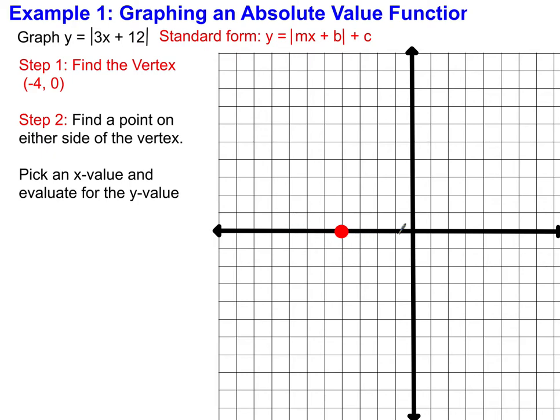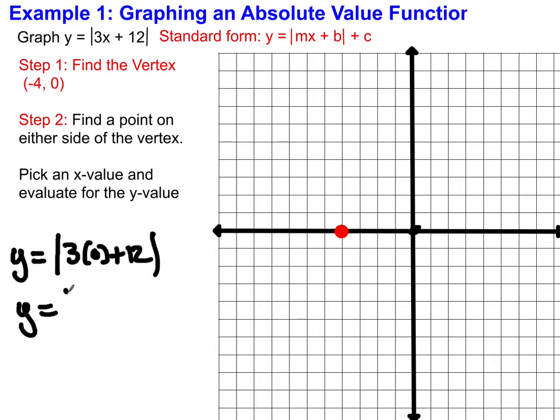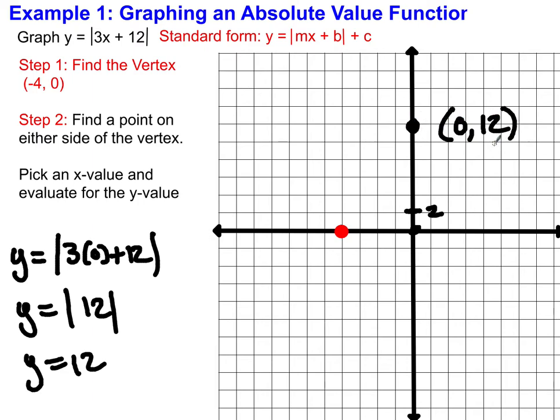An easy x value on this side of the vertex is right here, 0. When x is 0, it's a lot easier to solve. So let's go ahead and plug into the graph. Y is equal to the absolute value of 3 times 0 plus 12, which is equal to the absolute value of 12, which is equal to 12. So when x is 0, y is 12. Let's go ahead and make the y scale 2. So 2, 4, 6, 8, 10, 12. So this is a point on the graph, 0, 12.